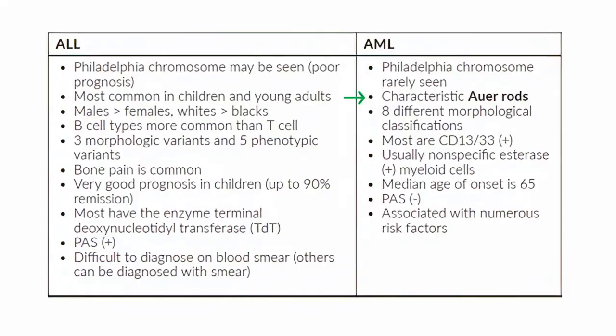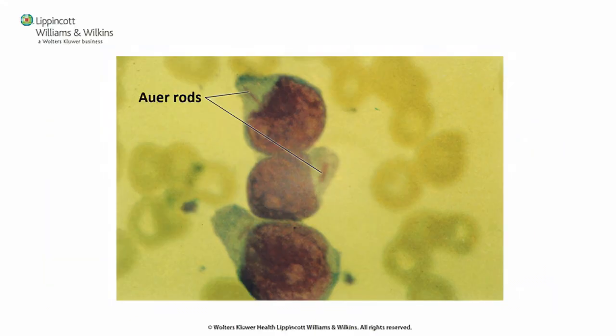Then over on the AML side of this table, very, very rarely you might see the Philadelphia chromosome. You might see Auer rods with AML. That's definitely a high yield point. So Auer rods are thin, reddish-pink rods that you see in the cytoplasm of the myeloblasts in AML. So when you see them, think AML. When you see Auer rods, think AML. Now these can be seen in any type of AML, but they're especially common in the M3 variety of AML, which is also called acute promyelocytic AML.